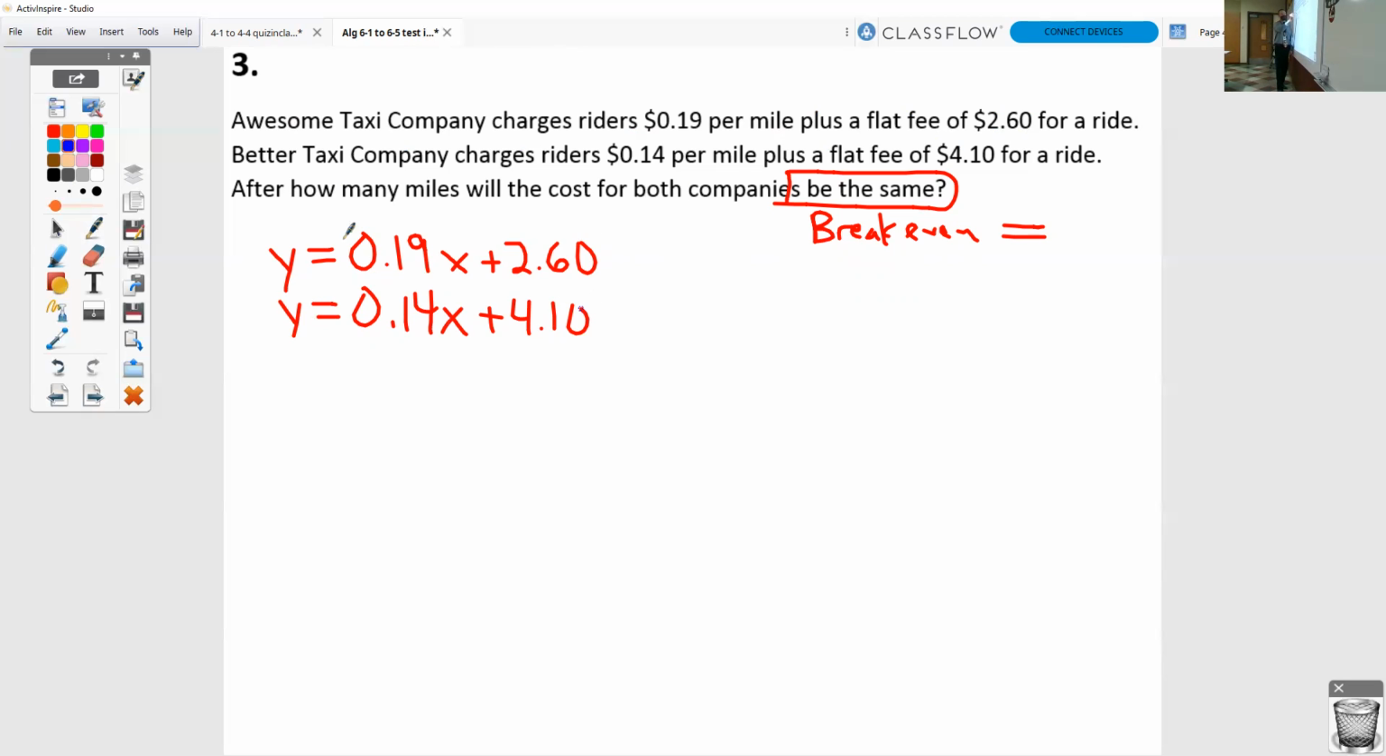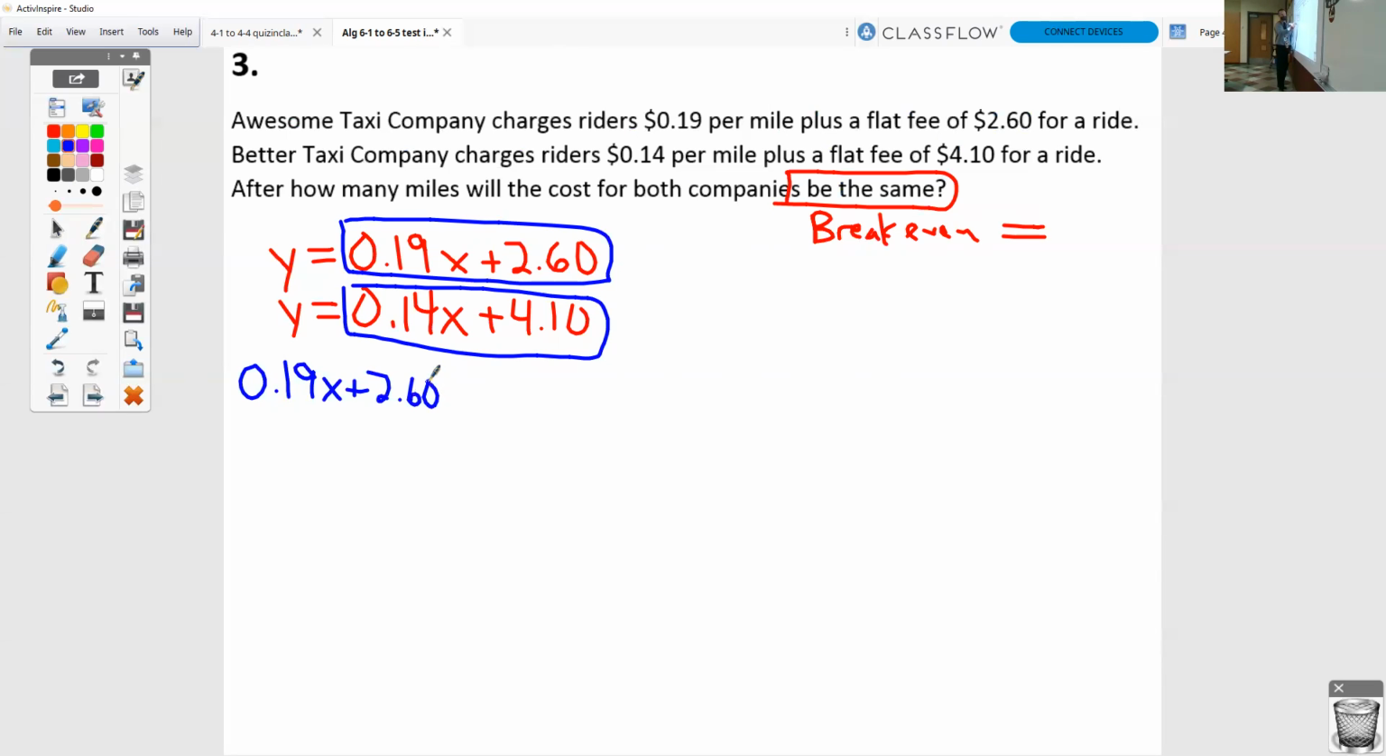What do you notice with these two equations? They both have y equals. What I would do to solve this, we want to know when they're equal to each other, what the break-even point is. So just take what I put in these two blue boxes and set those two things equal to each other and solve. When you start to solve this equation, you're going to notice that you have x's on one side and an x on the other side.